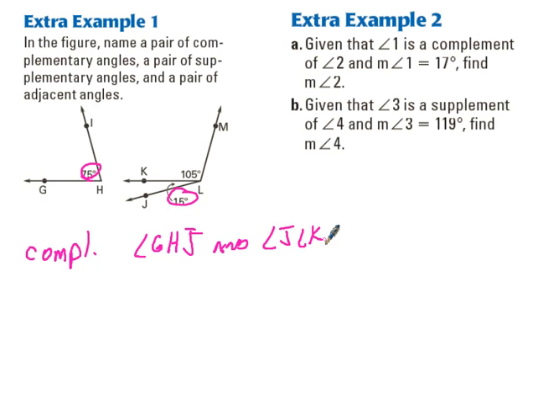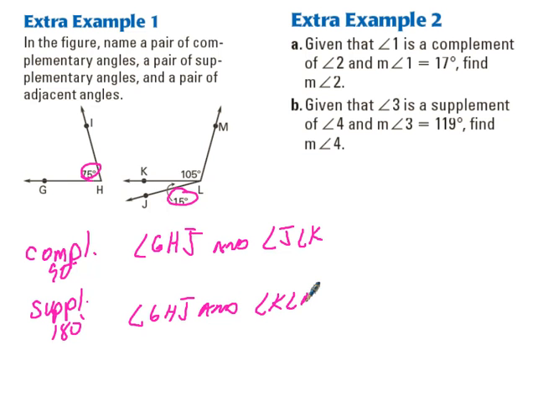And a pair of supplementary. Supplementary means it's 180 degrees. This is 90 degrees. Well, that'd be 75 and 105. So I could say angle GHJ and angle KLM are supplementary. And a pair of adjacent angles. Adjacent means next to, doesn't it? Adjacent angles. So that would be over here. This angle and this angle are adjacent. So I'm going to say angle. And I'm going to go ahead and stop there. We'll continue in the next video.